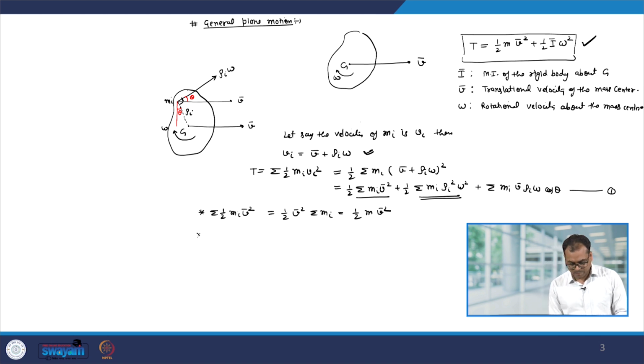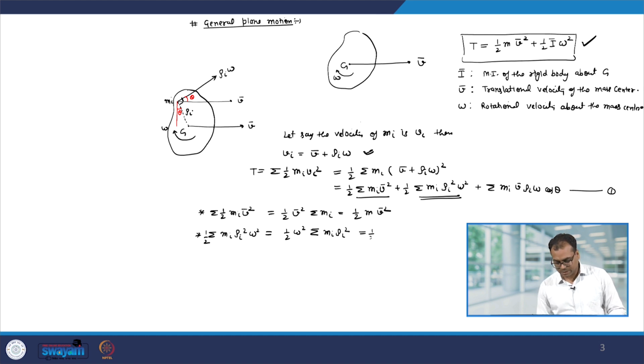Now, let us look at the second term. The second term is summation m I, so you have half also rho I square into omega square. Again omega is constant, so I can take it outside, half omega square summation m I rho I square, and summation m I rho I square is the moment of inertia about G. Okay. So, let me call it half omega square I bar.